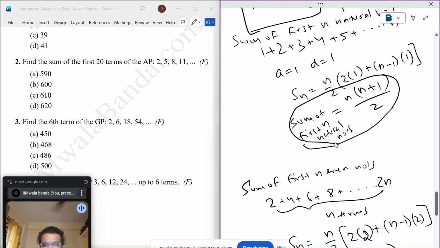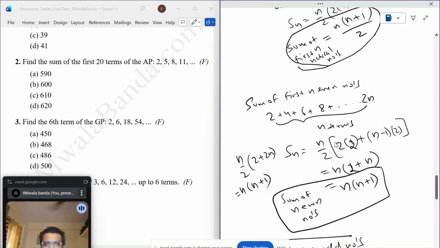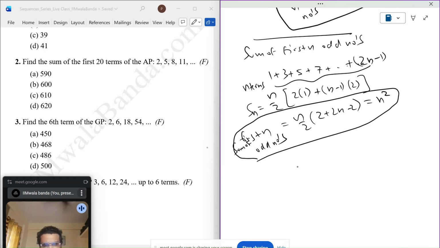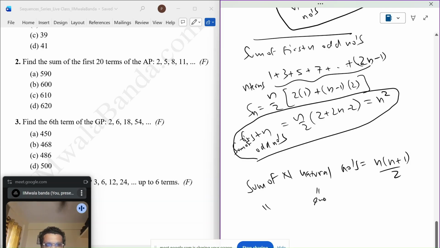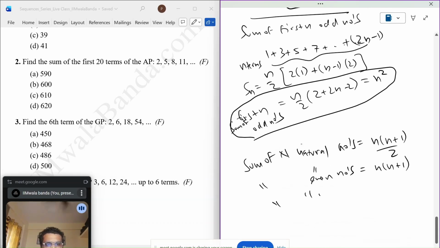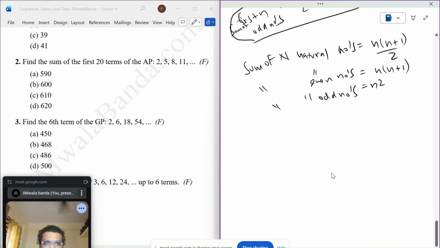So there are three things that you can write down in your notebook and memorize. Otherwise, you can find it out directly. Sum of first n natural numbers, n into n plus 1 by 2. Sum of first n even numbers, n into n plus 1. Correct? And sum of first n odd numbers, n square. Got it? Let's go ahead.